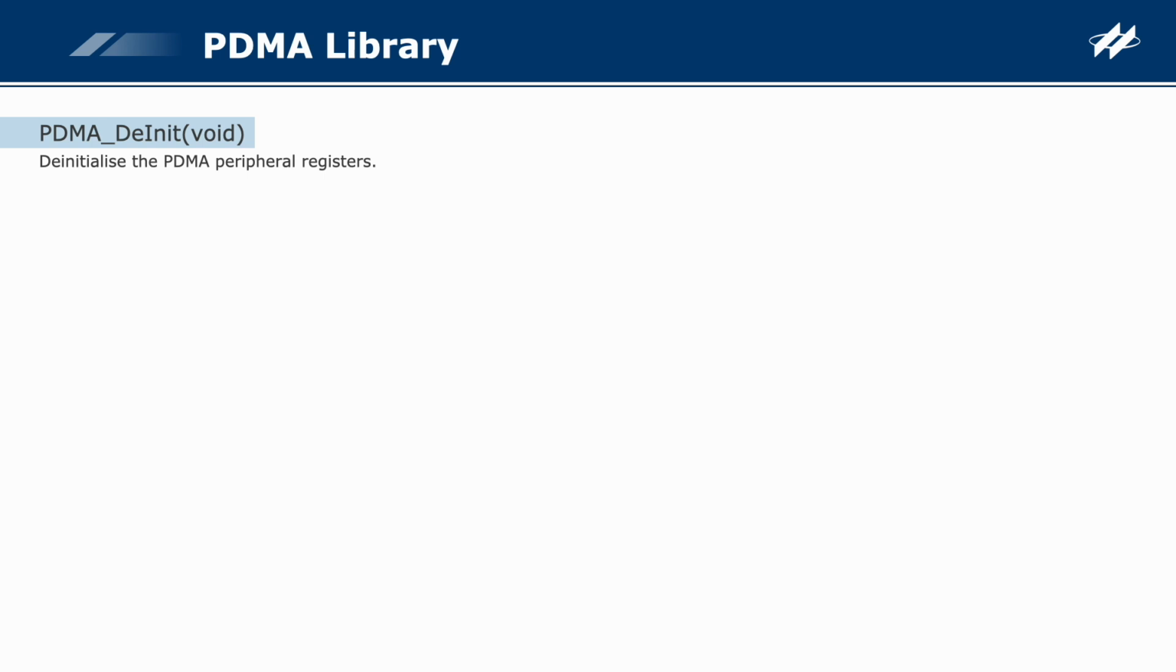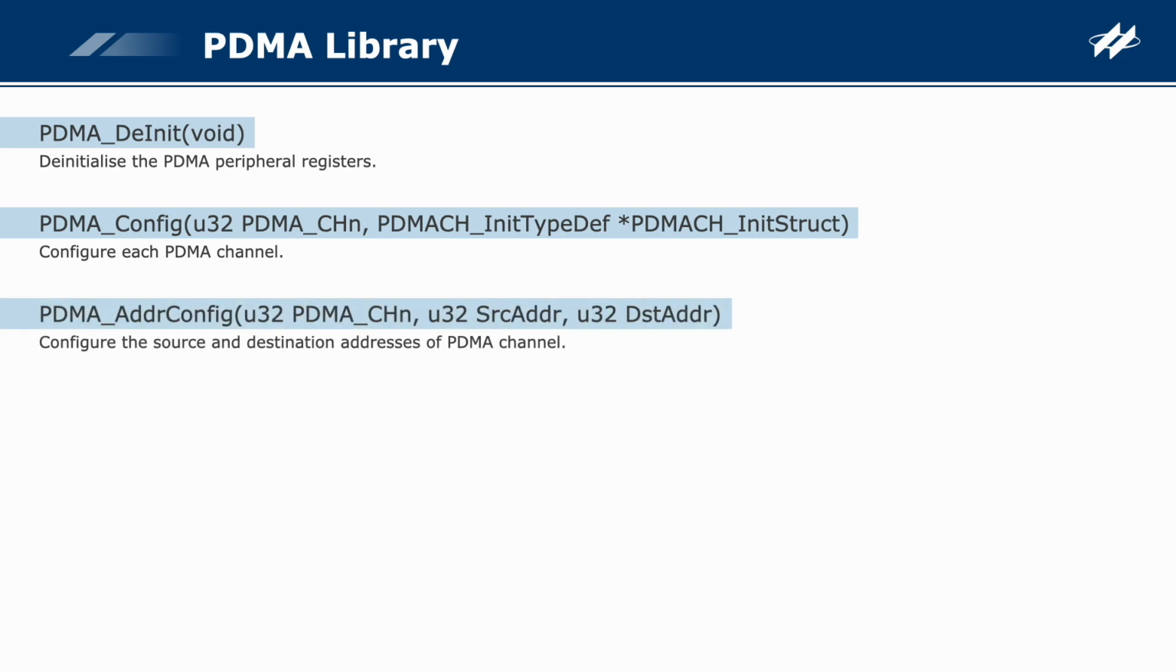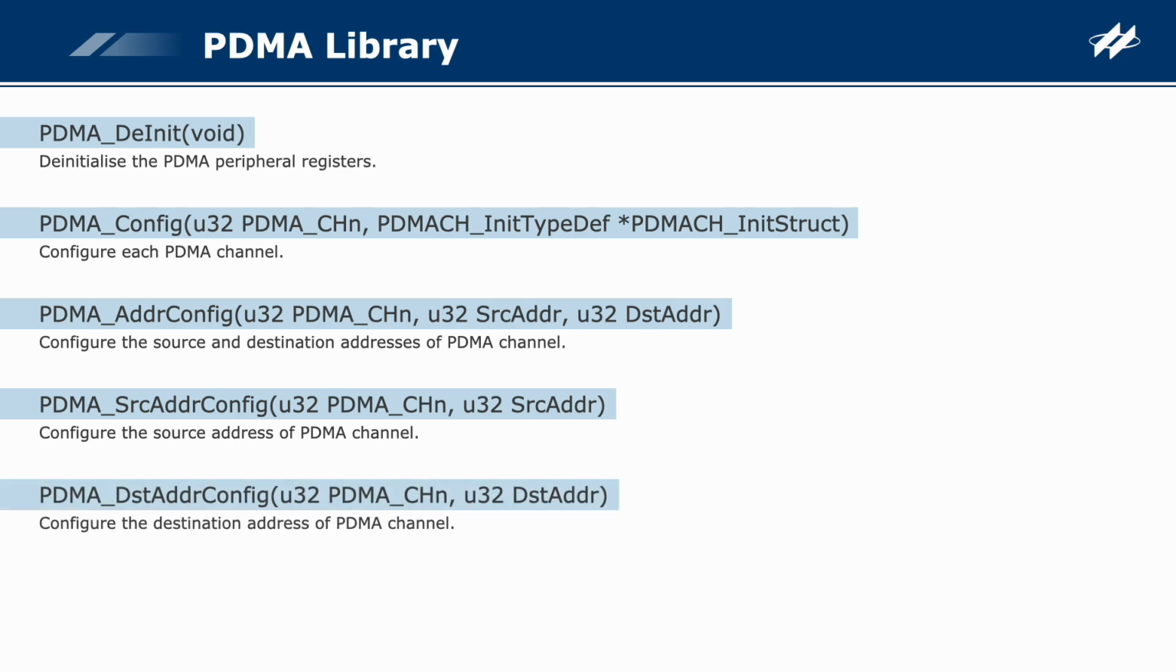The first function is used to deinitialize the PDMA peripheral registers, implemented by the RSTCU unit. The second function is used to configure each PDMA channel. The third function is used to configure the source address and destination address of the PDMA channel. The fourth function is used to configure the source address of the PDMA channel. The fifth function is used to configure the destination address of the PDMA channel.